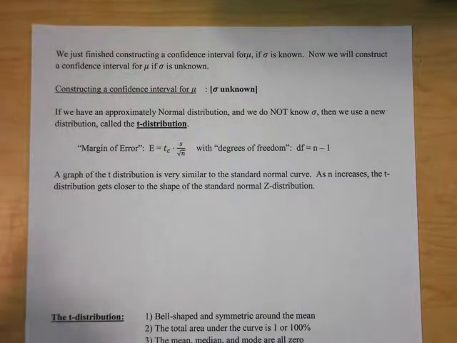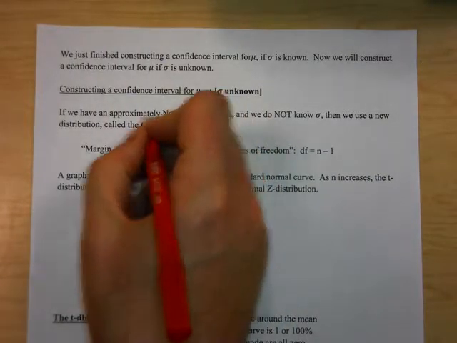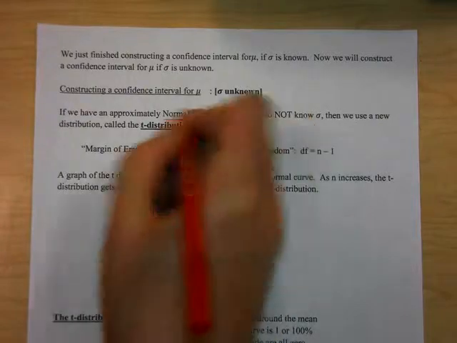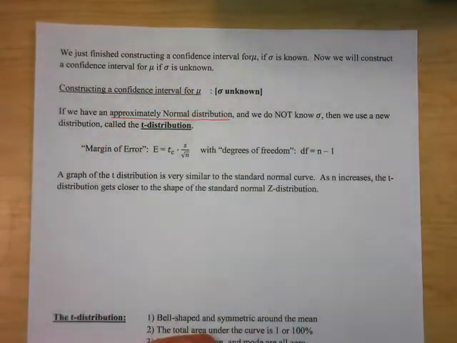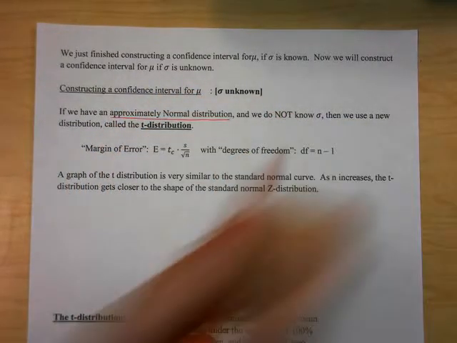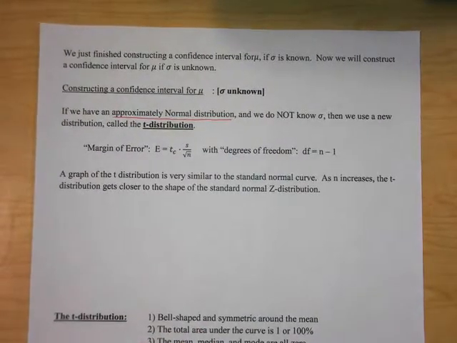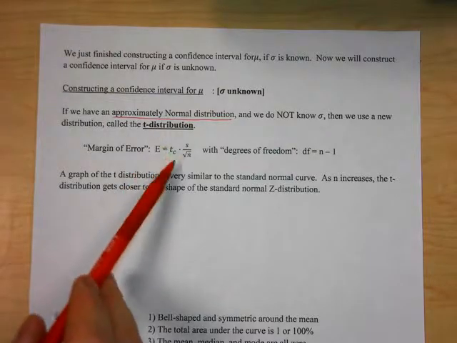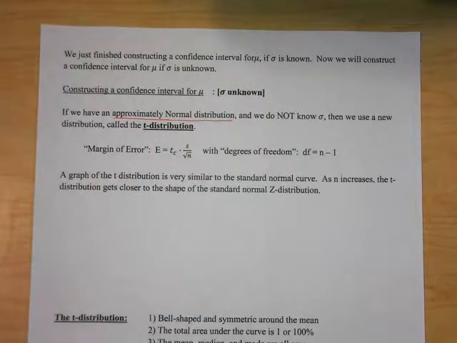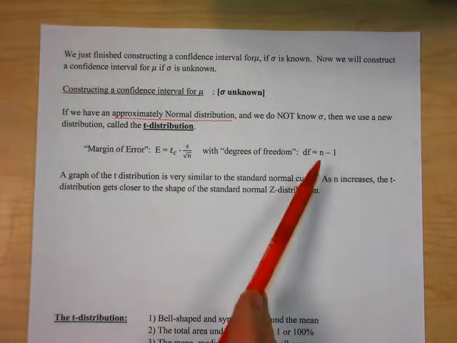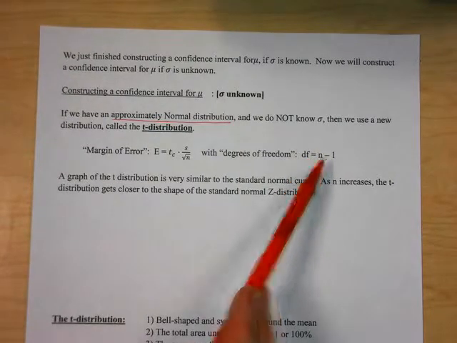Okay, so if we have an approximately normal distribution, and this is important, we start with an approximately normal or a normal distribution, but you do not know sigma, then we use a new distribution called the t distribution. Now this is not going to be overly crazy. The margin of error in the t distribution is t sub c times s over square root of n. Degrees of freedom, df, is n minus 1.